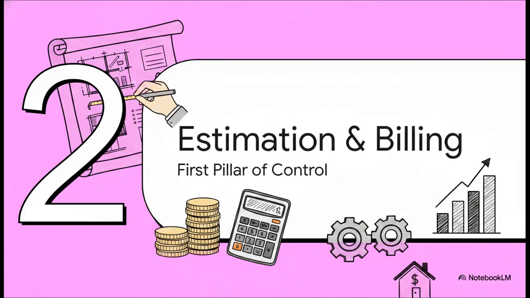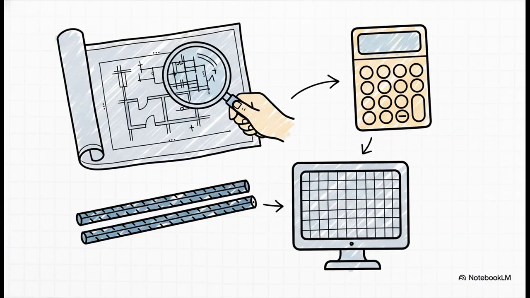Moving right along to Section 2, Estimation and Project Billing. You literally cannot control the project if you don't know exactly what you're building and exactly what it costs. It's impossible. Getting highly accurate material quantification and detailed drawings is step 1 for your foundational budget. You've got to be able to read architectural, structural, and MEP drawings like the back of your hand to prepare detailed bills of quantities, or BOQs. You also need to calculate exact steel reinforcement requirements using bar bending schedules.